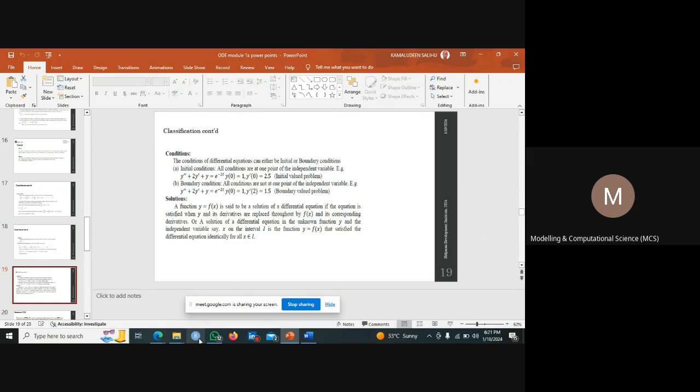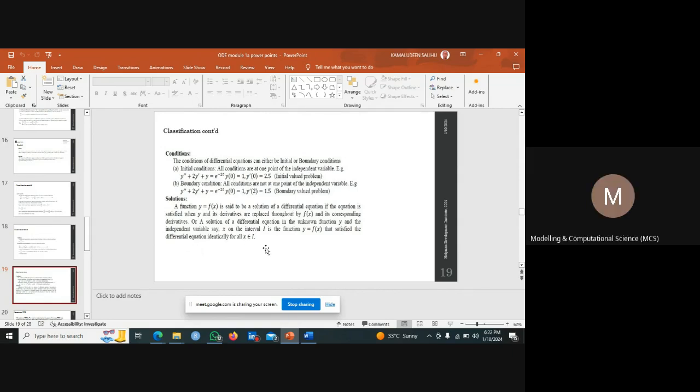So solutions to that, let us read it because we are not applying it today. We will apply them by Monday class or Friday class. A function y equals f of x is said to be a solution of a differential equation if the equation is satisfied when y and its derivatives are replaced throughout by f of x and its corresponding derivatives, or a solution of a differential equation in the unknown function y and the independent variable, say x.